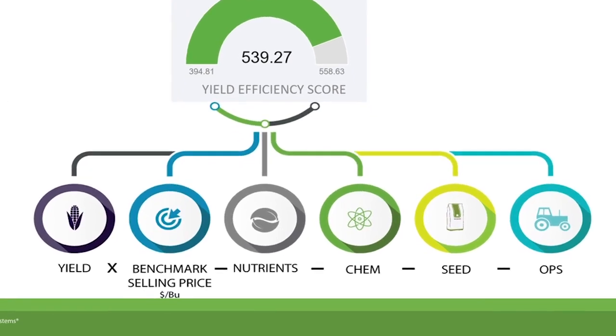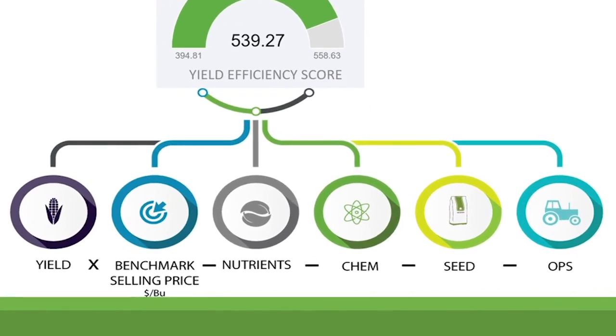Yield efficiency is the formula of your yield times the benchmark selling price that you set, minus what you invested in nutrients, chemicals, seed, and field operations. Yield efficiency is your dollar per acre return to land and management. It's what's left to pay yourself and your land cost. The higher the score, the better. MZB Analytics measures success the same way you do, by analyzing your results at the end of the season to see if you increase your profits.